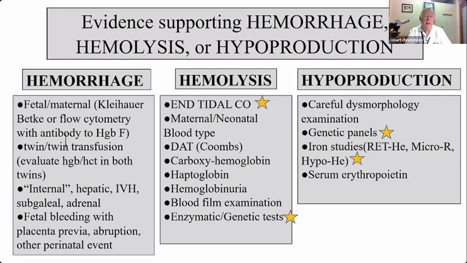For hypoproduction, a rare cause of neonatal severe anemia at birth, careful dysmorphological examination, genetic panels, iron studies, because we can't forget that iron deficiency can occur at birth, particularly if the mother is profoundly iron deficient herself. And so iron studies like retic hemoglobin, micro-R, and hypo-HE can be quite helpful, as can serum erythropoietin.